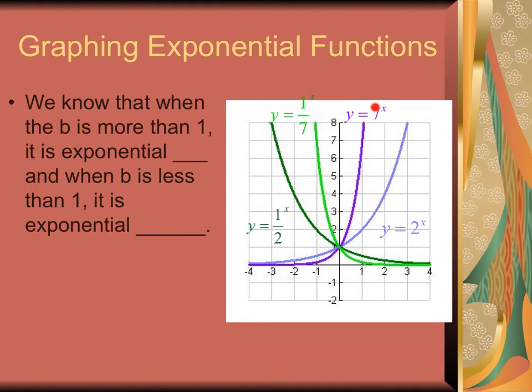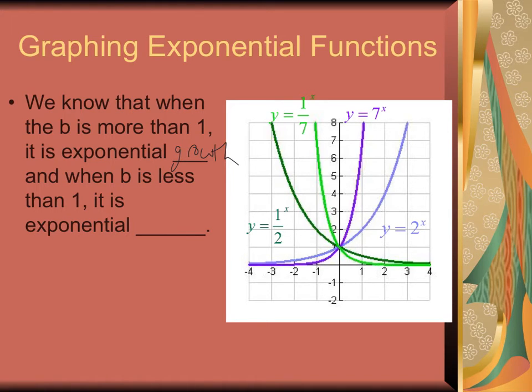That's because the part that's being raised to the x, that b, is bigger, so it's growing faster. If you raise 7 to an exponent, and you raise 2 to that same exponent, the 7 to that exponent is going to be a bigger number as you increase x. So that's why it's growing faster. So remember, if the b is more than 1, it is exponential growth. This is a little review.